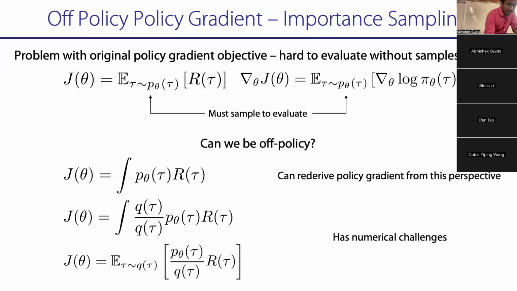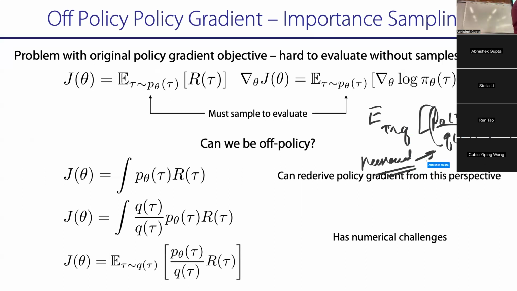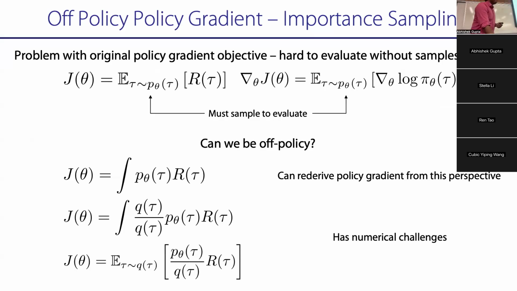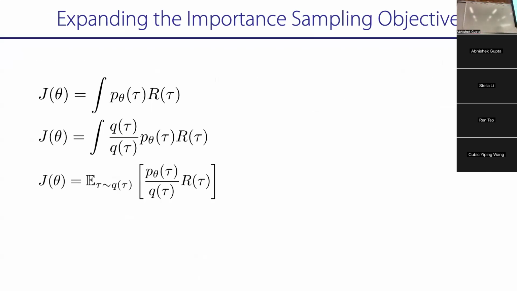Well, you're going to have an expectation over trajectories coming from Q. You're going to have P theta tau by Q tau times grad log pi, whatever. And the issue here is that this has numerical challenges. So often it's not a silver bullet. Yes, you can take more gradient steps for the data collected, but it comes with these numerical challenges, and we have to deal with that. So what do I mean by these numerical challenges?